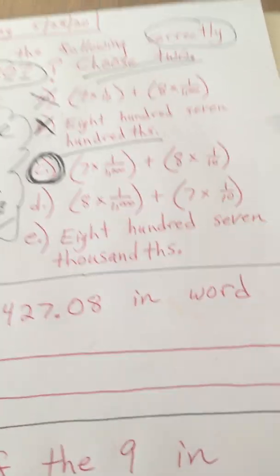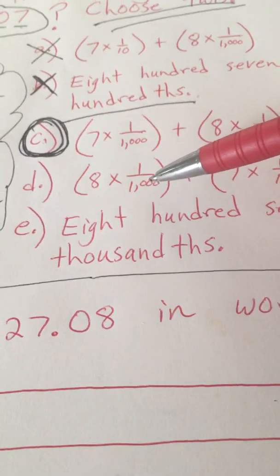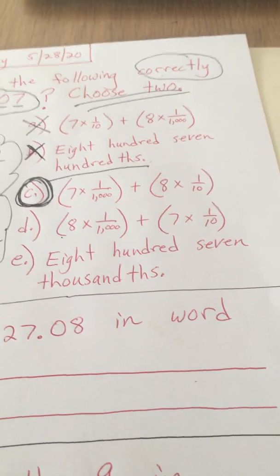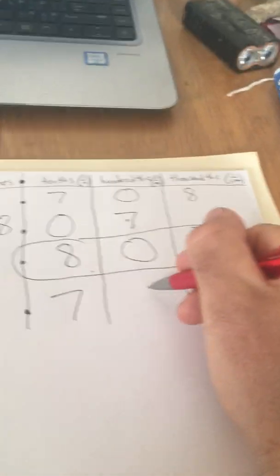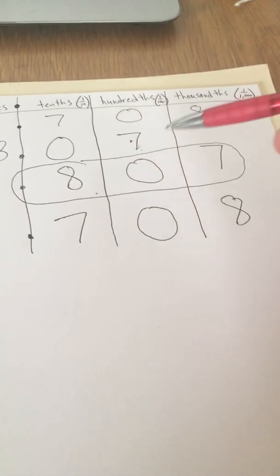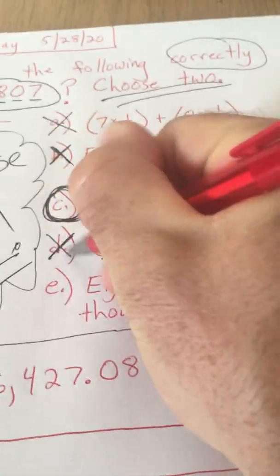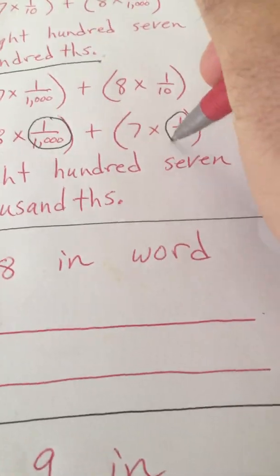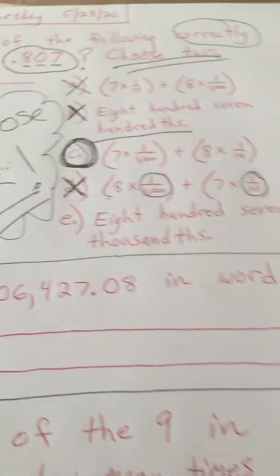D is 8 times 1/1000th. So that would be an 8 in the thousandths place. Let's put our decimal point here. There's an 8 in the thousandths place, plus 7 in the tenths place, or 7 times 1/10. So we'll put a 0 here where there's no hundredths, and we have 708 thousandths. So again, it's not 807 thousandths, this is 708 thousandths. Got to be careful with these, right? The 8 is actually in the thousandths place, the 7 is in the tenths place. So they tried to trick you there a little bit, right?